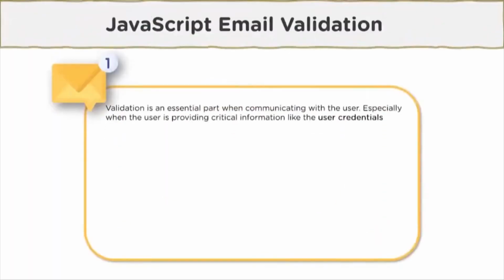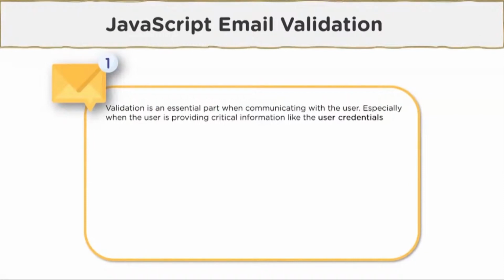So first of all, validation is an essential part when you're communicating with the user. Almost all the websites and applications that you use have forms that you need to fill in. And every time you fill a form, that information you provide needs to be validated. So this is an essential and a crucial part. Now, when you're providing more critical information like user credentials, say your ID, your password, your date of birth, all of that needs to be validated.